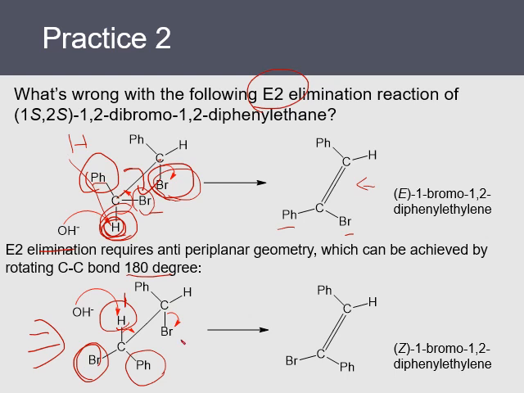And then hydroxide deprotonates, the leaving group leaves, and gives you the final product. But you can see here, the final product has a geometry with phenyl on the right side after rotation and bromine on the left side, and that is different from what the question gave. And therefore, that's the correct answer. It's a Z conformation.